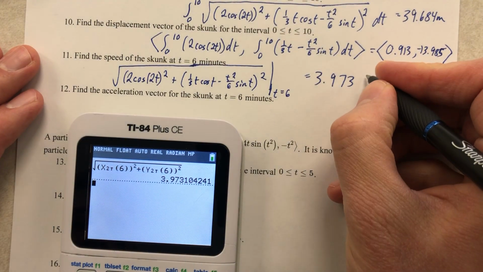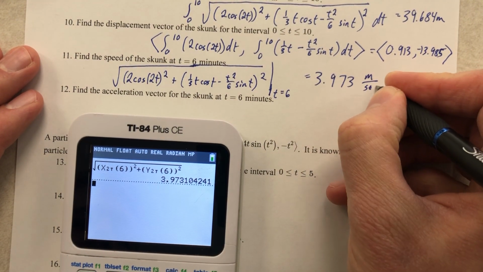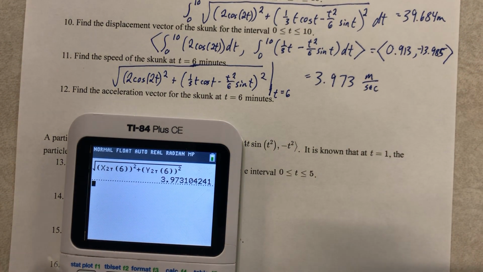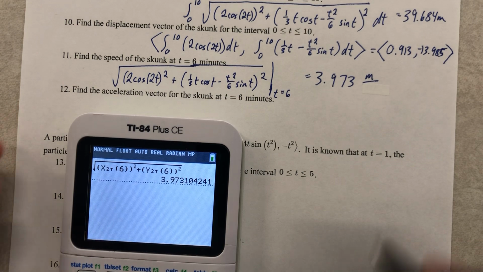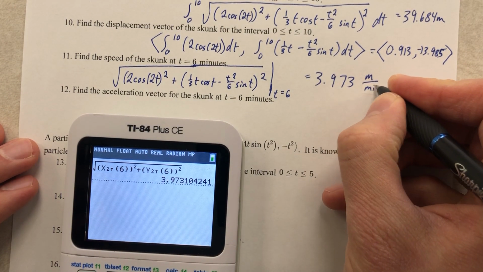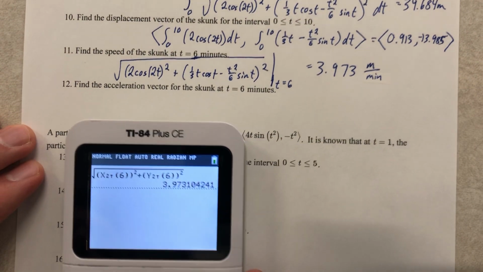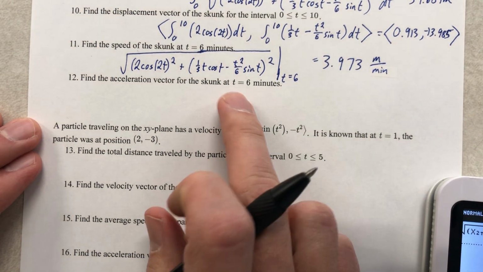All right, speed, what do we measure this in? Meters per minute. It's a pretty slow skunk. Not that we want him to move very fast. I put meters per second. I'm glad he's not moving that fast. Here comes a skunk. He's gonna spray us quickly. Here he goes. Acceleration vector for the skunk at t equals 6.